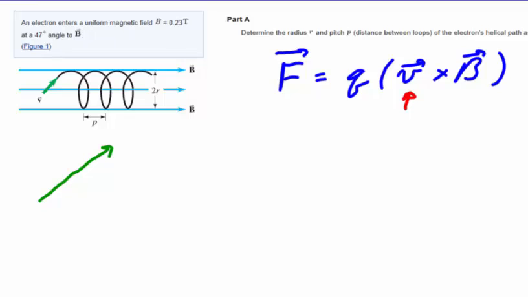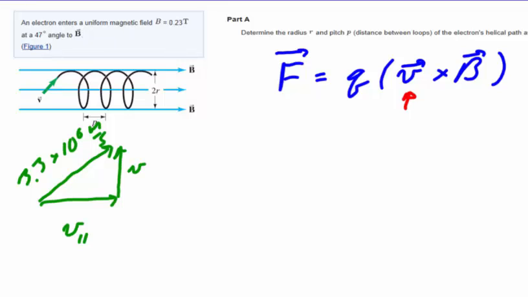Instead, our velocity vector of 3.3 times 10 to the 6th meter per second has two components. One component that we can label v parallel is the component of velocity parallel to the magnetic field, and the other component that we'll label v perpendicular is the component of the velocity perpendicular to the magnetic field. The angle of 47 degrees given in the problem is located here.